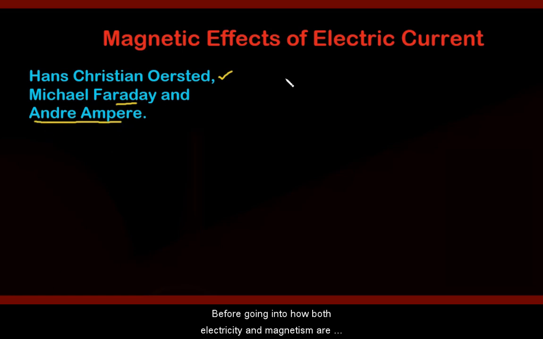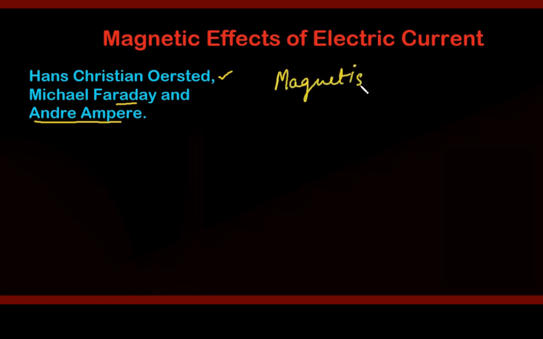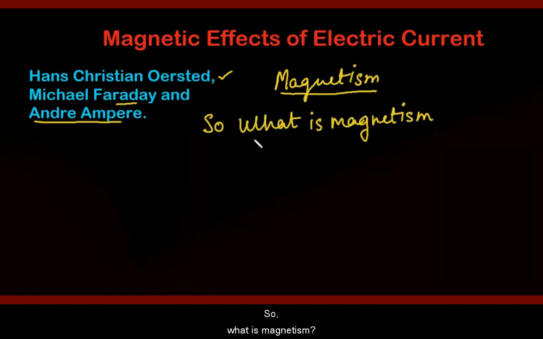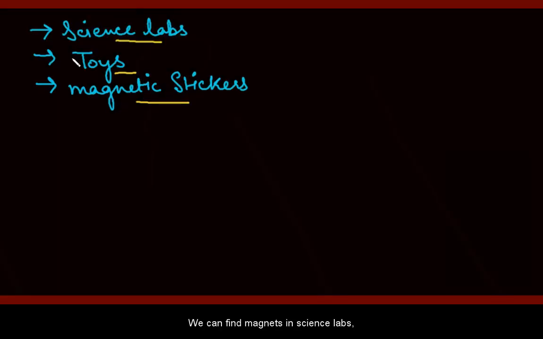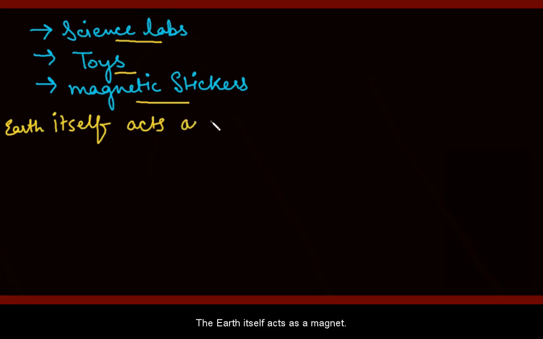Before going into how both electricity and magnetism are related, let us first talk about magnetism. So, what is magnetism? Magnetism has been a source of our curiosity for ages. Magnetism is a property due to which a substance attracts pieces of iron, nickel, and cobalt towards itself. We can find magnets in science lab, toys, and in magnetic stickers which we often stick to the refrigerators and steel almirahs. The earth itself acts as a magnet.